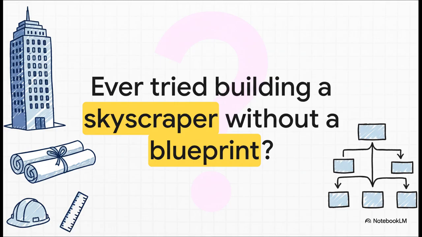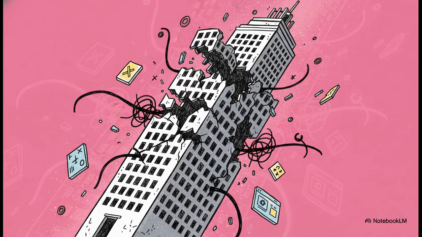The foundation would be a mess, nothing would line up, and the whole thing would be a catastrophe waiting to happen. Well, believe it or not, that's pretty much what was happening in the early days of software. People were trying to build these massive, complex digital structures with no real plan. It was total chaos, and it led to something they actually called the software crisis.